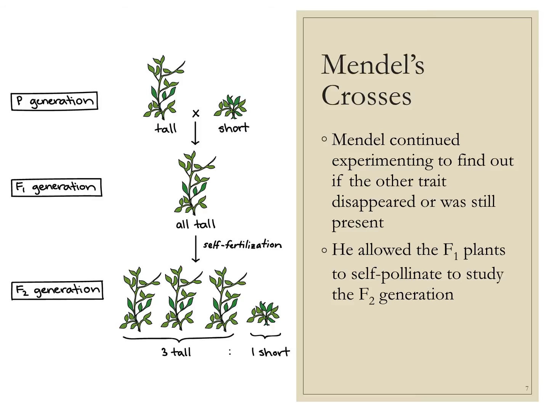So he continued experimenting to find out if the other trait had disappeared or if it was still there hiding out. So he allowed the F1 generation to self-pollinate, and then he could look at the next generation to see if that trait would reappear.